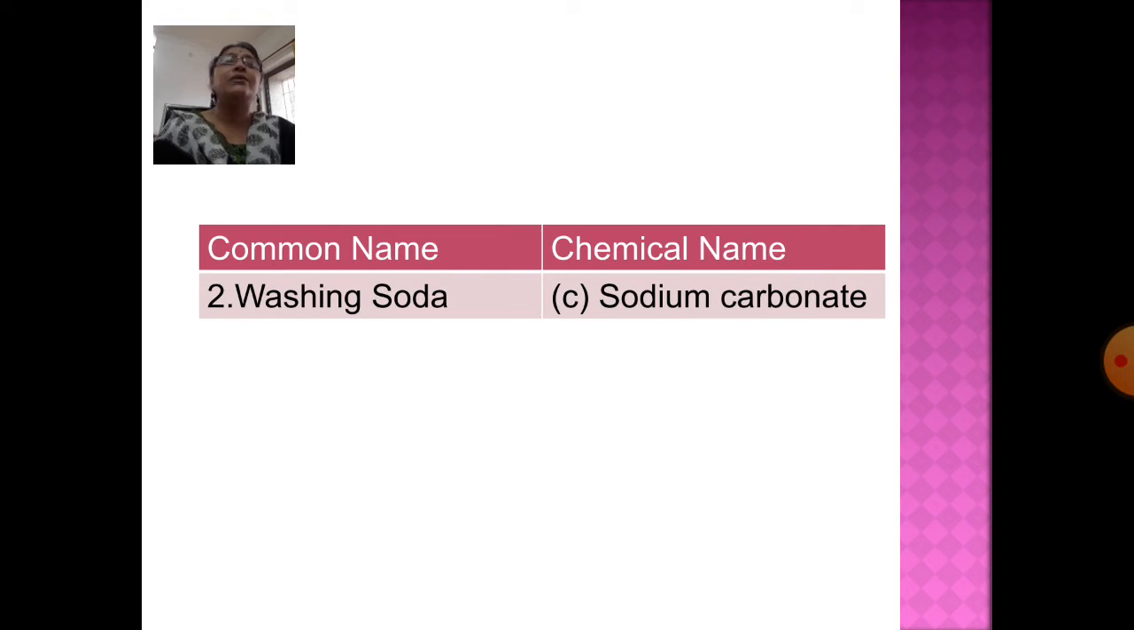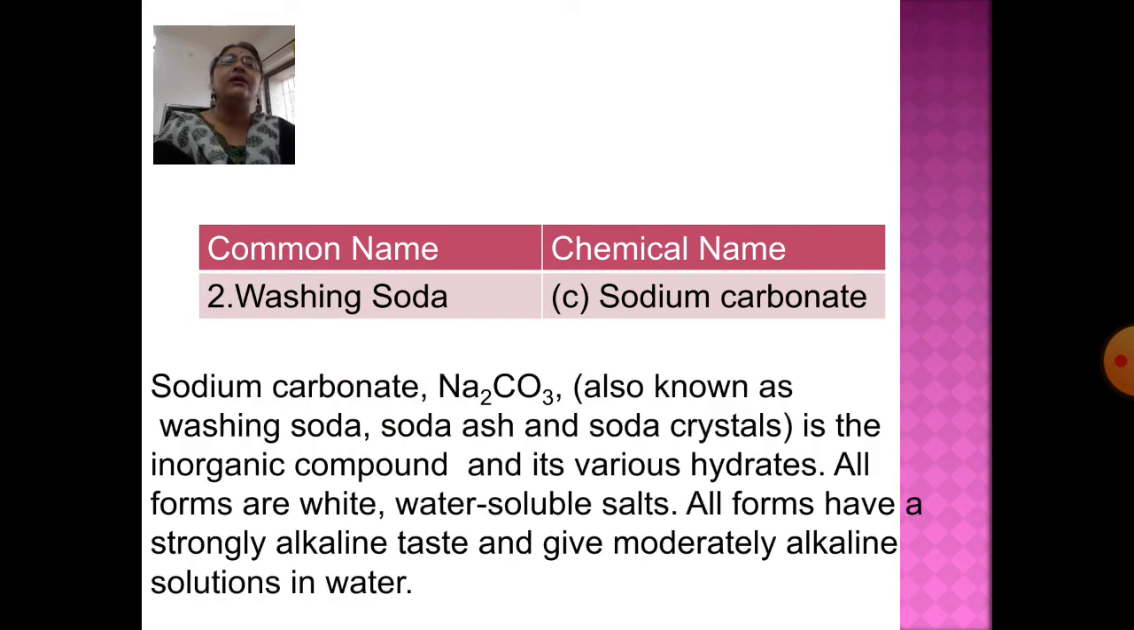Chemical name of washing soda is sodium carbonate, which is option C. Sodium carbonate, Na2CO3, is the inorganic compound and its various hydrates. All forms are white, water soluble salts. All forms have a strongly alkaline taste and give moderately alkaline solution in water.